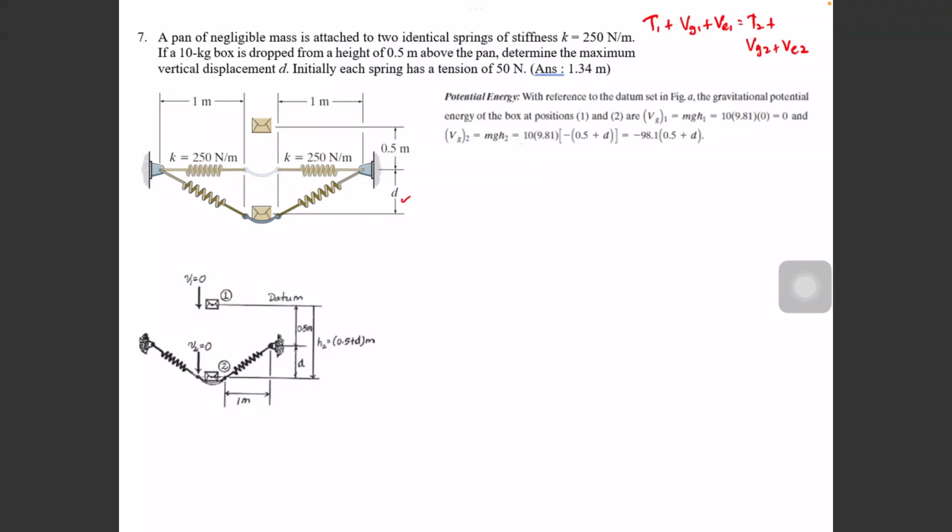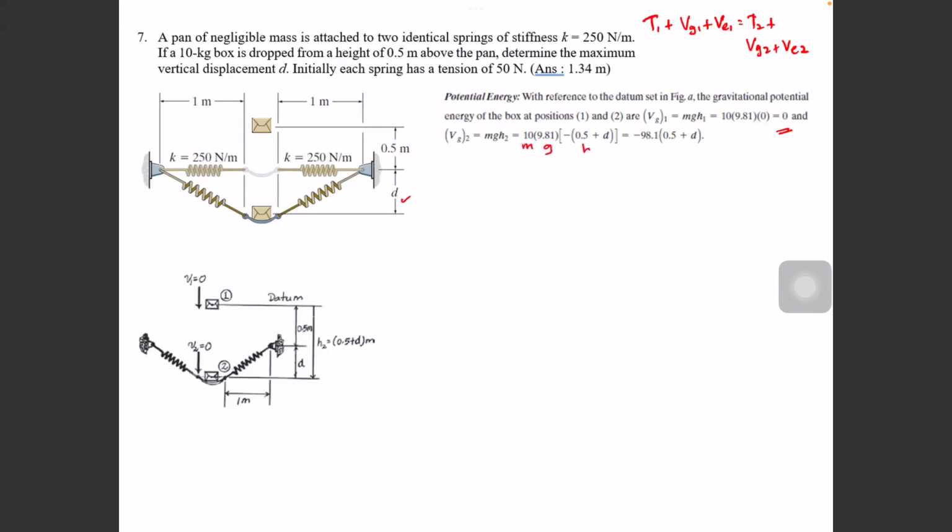Okay, start with potential energy. Depends dekat mana kita set datum. Okay, let's say we set datum at point 1. So VG1 is equals to 0. Okay, sebab apa? Datum pun dekat 1. So VG1 is equal to 0. And VG2 is MGH. Okay, so this is M. So this is G. And then this is H.